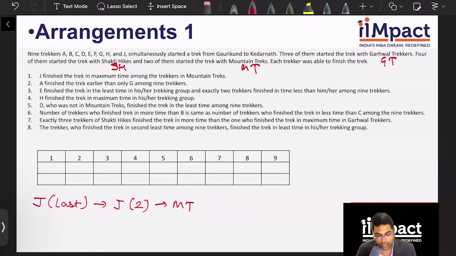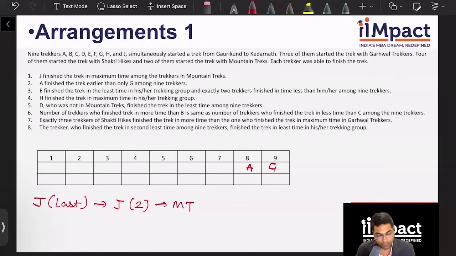A finished the trek earlier than only G among the 9 trekkers. Guys, always remember the keyword only will help you crack the case. A finished the trek earlier than only G. That means I know G is 9th and A is 8th. Correct? Very simple. Okay. What else can I know from this?